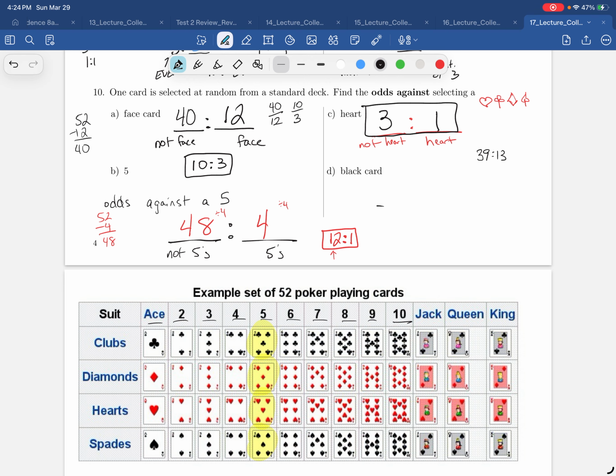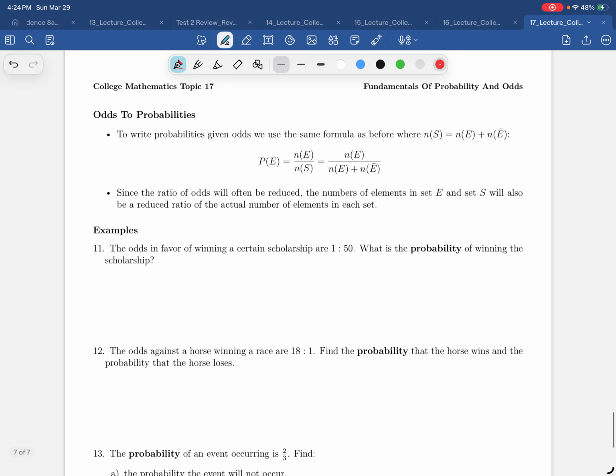Next, a black card. We'll go ahead and put our blanks, and we'll put the black cards second because it's odds against. And then we'll put not black. If we go through and count this out, we know that there's 26 not black cards and there's 26 that are black. That will actually reduce down to just 1 to 1, or even odds. You have just as likely a chance to get a black card as you do to get not a black card.